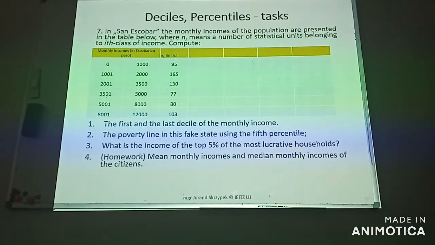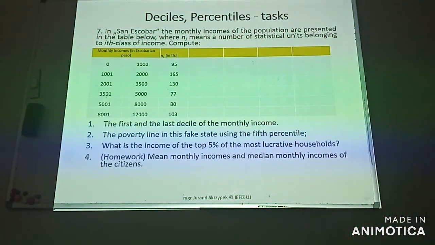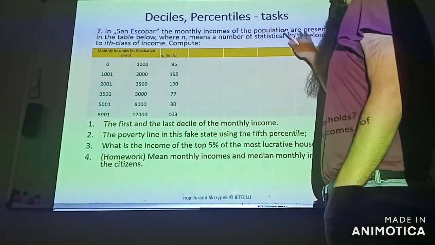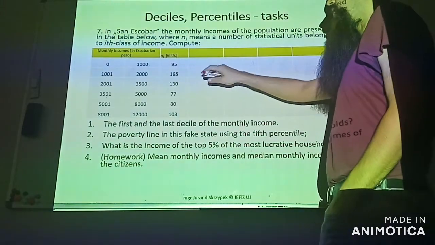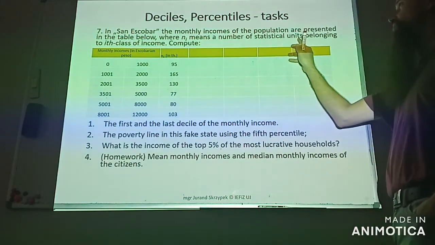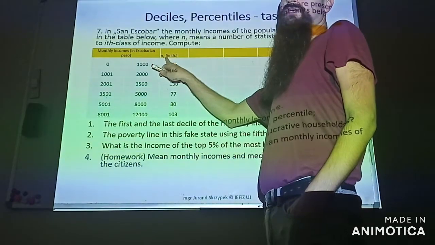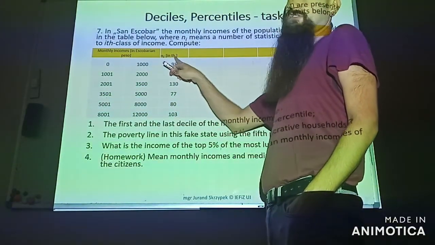And finally, the last task in the section of non-classical measures of position. Here we have a simple example of San Escobar country, and we know the distribution of monthly incomes in this fake state. The monthly incomes of the population are presented in the table below, where Ni indicates the number of statistical units belonging to the ith class of income. It is expressed in thousands of units.